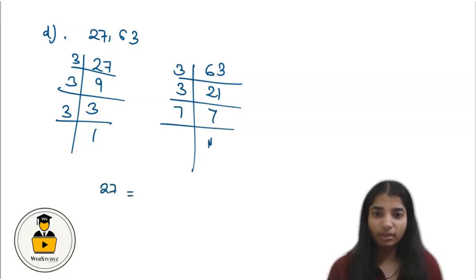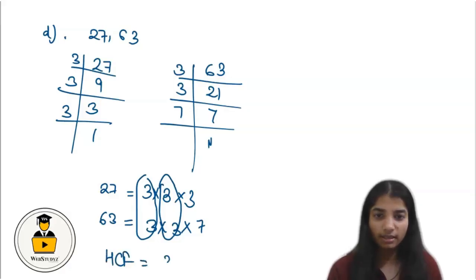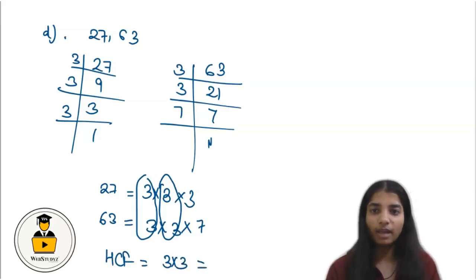So here 27 can be written as 3 multiplied by 3 multiplied by 3. And 63 can be written as 3 multiplied by 3, which is further multiplied by 7. So here two 3's are common. So we can say that the HCF of 27 and 63 is 3 multiplied by 3, that is equal to 9. So the HCF of 27 and 63 is 9.